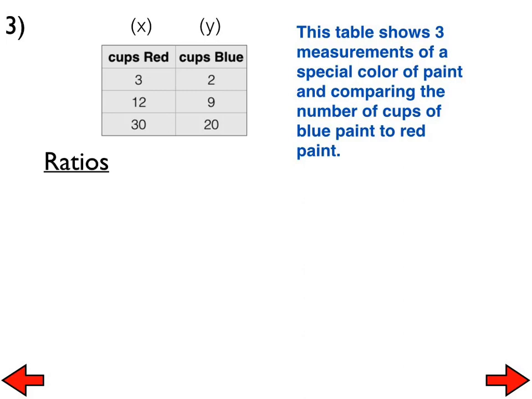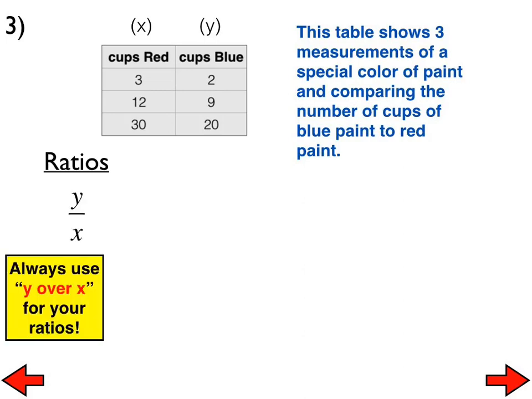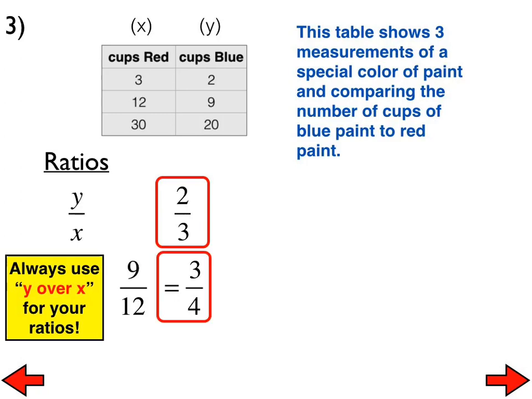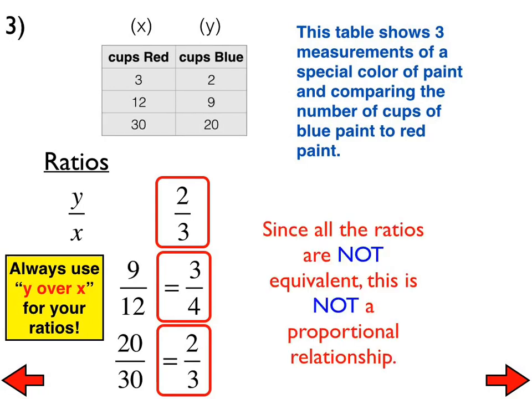All right, so we're checking for ratios y over x. So we have 2 over 3. That's already simplified. 9 over 12, that's 3/4. We can already see that these ratios are not equivalent. We could stop right there. I went ahead and did the third one, but this is not a proportional relationship.